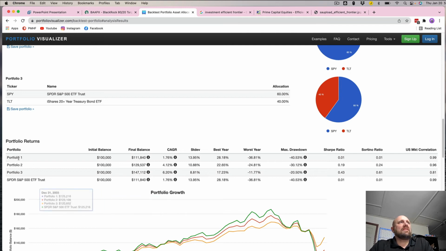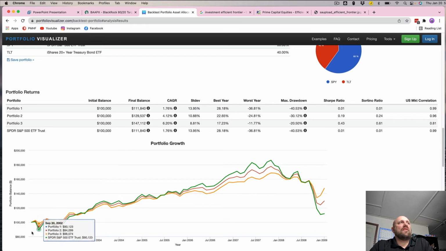Okay. Your S&P 500 return, 100%, made 1.76% per year for that 10-year period. The worst drawdown was 40%. Okay, standard deviation was 14. Your 60-40 portfolio only made 6%, and it still had a 20% drawdown.